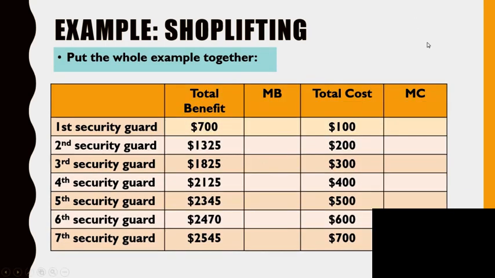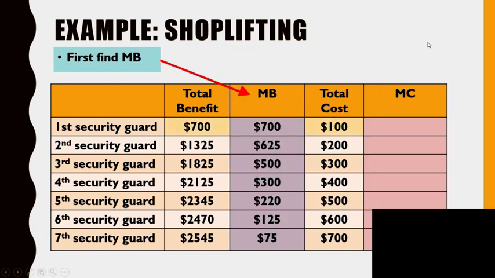So let's put the whole example together. Well, we've already calculated marginal benefits. Now take a second and calculate marginal cost. It should be pretty obvious. So take a moment and fill out marginal cost and make sure you understand how to calculate those numbers.